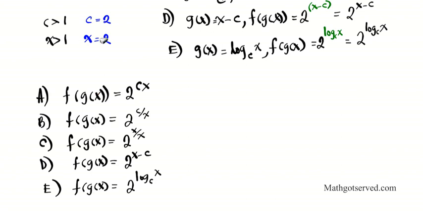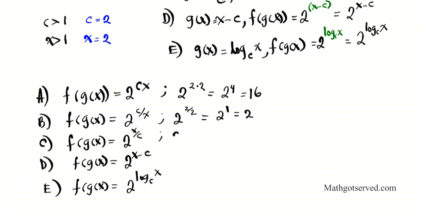So with c equals 2 and x equals 2, I'm going to plug that into the x's and the c's here, and see which one is the biggest, okay? All right, so for A, it's going to be 2 to the, c is 2, x is 2, so 2 to the 2 times 2, this is 2 to the 4, which is 16. Option B, it's going to be 2 to the 2 over 2. 2 divided by 2 is 1, so it's 2 to the 1, which is just 2. For option C, x is 2, c is 2, 2 over 2, same as this one, 2 to the 1, which is just 2. These are the same. Option D, 2 to the 2 minus 2, which is 2 to the 0. Anything to the 0 power other than 0 is 1.